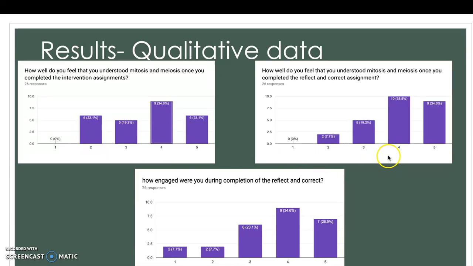After students completed the reflect and correct, I did the same thing. So how well do you feel that you understood it? Same thing, I had more kids over here in the 4 and 5 range, which is good because I wanted to base it on student perception. And then the last one, I asked, how engaged were you during the completion? And this one is good for me to know because I did have some students that didn't feel that they were engaged.